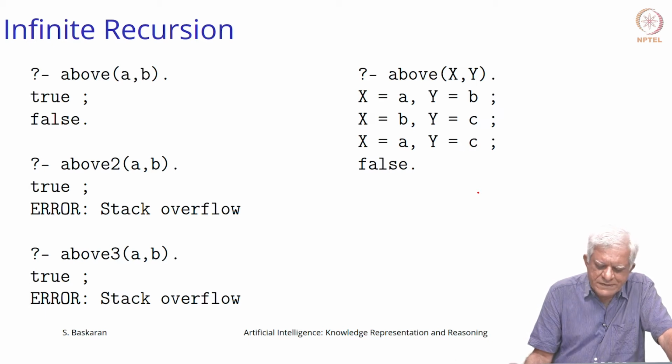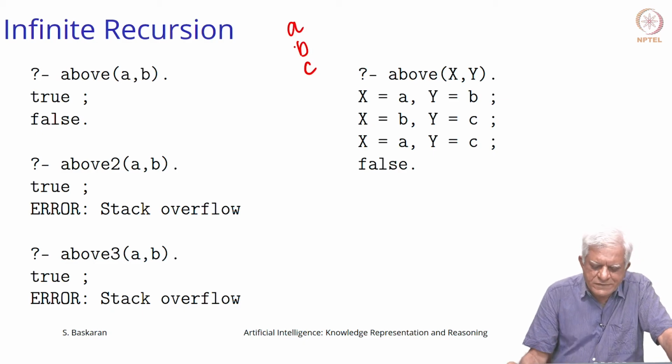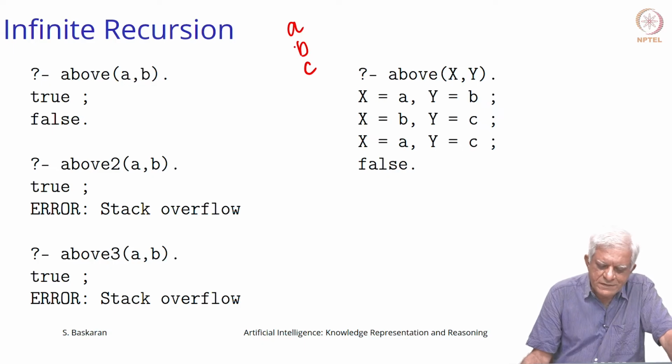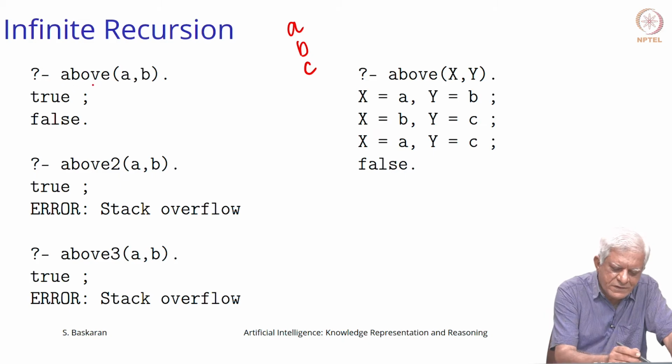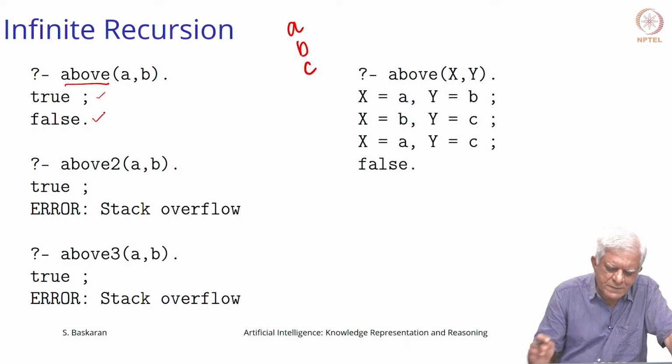Remember, our knowledge base is simple. We have A, B, C. A is on B, B is on C. If we say above A, B, whether it is true or not, the first version of our predicate which is called above will say true and then it will say I cannot show anything else, because the recursive clause will stop there. It will not be able to.